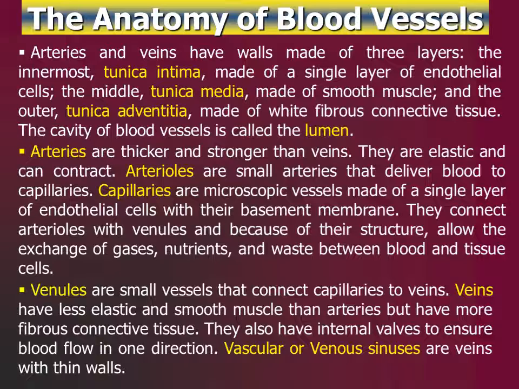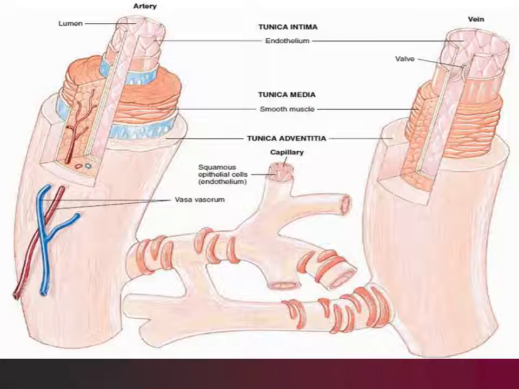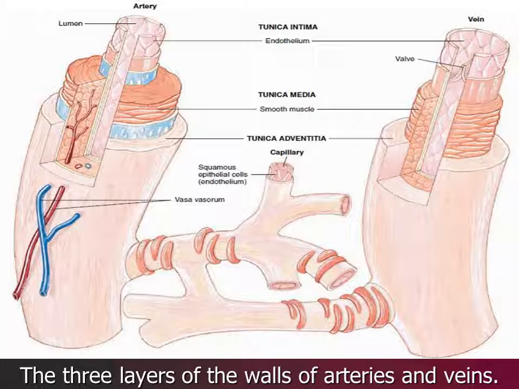There is another term that will be encountered when reading about blood vessels. That term is vascular or venous sinuses. These should not be confused with cavities in bones, which are also called sinuses. Venous sinuses are veins with thin walls. This is the 3 layers of the walls of arteries and veins.